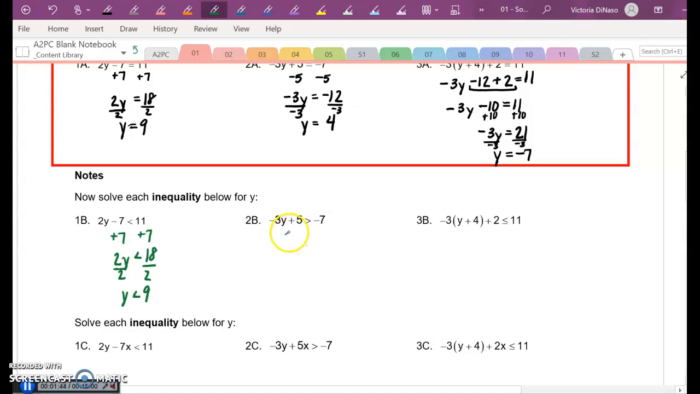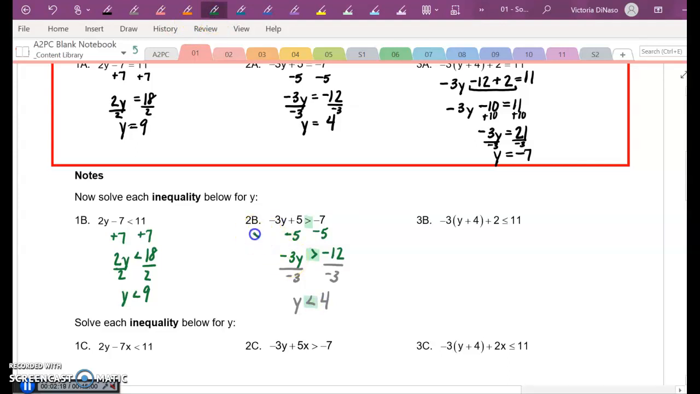For number 2b, we're going to start by subtracting the 5 from each side. So we're left with negative 3y is greater than negative 12. From here, I'm going to go ahead and divide each side by this negative 3. Now, when I divide each side by a negative number, my inequality symbol is going to flip directions. So we have y is less than 4. So we started with the greater than symbol. It did not change when I subtracted the 5. However, right after I divide by the negative 3, now my symbol flips.